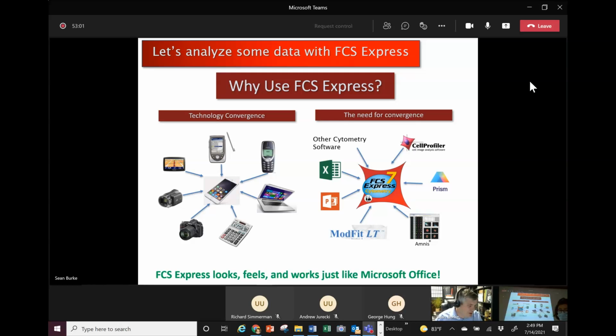So what we're going to do now is just take 5 or 10 minutes to actually analyze a few data files and show you what that looks like from a scientist's perspective. Data comes off of an instrument, you get this file, well, what do I do with it, right?